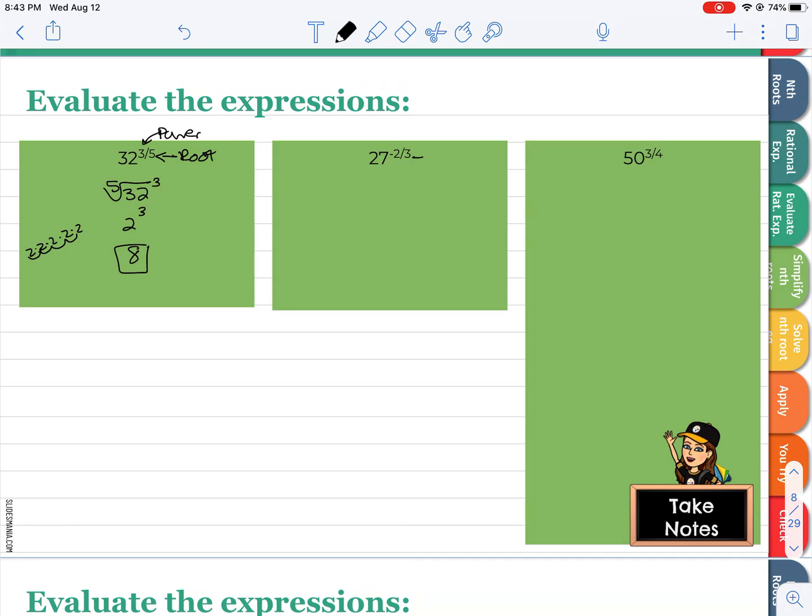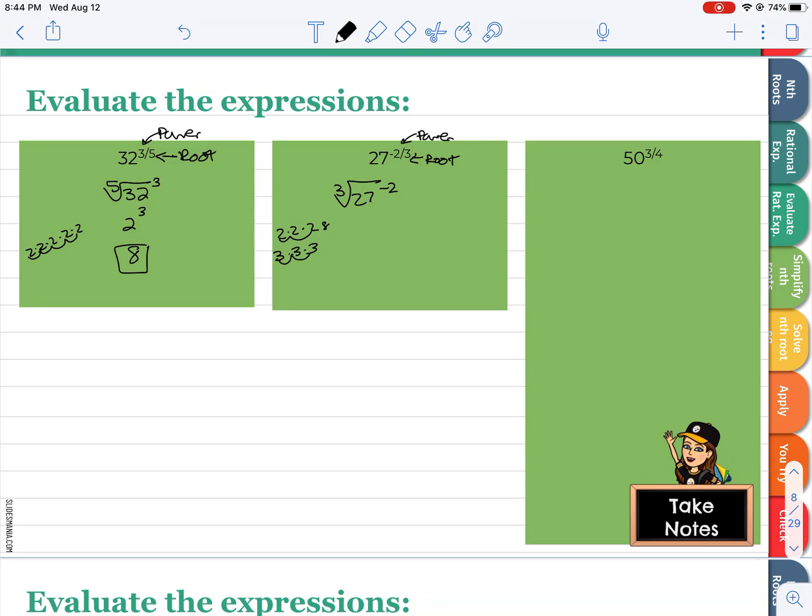Let's take a look at this next one that has a negative exponent. So again, here's your root, and then we have our power. So I could rewrite this one as the cube root of 27 to the negative 2 power. The cube root of 27, again, you've got to find a number that multiplies by itself 3 times to get to 27. So, if you started 2 times 2 times 2, that's only 8.